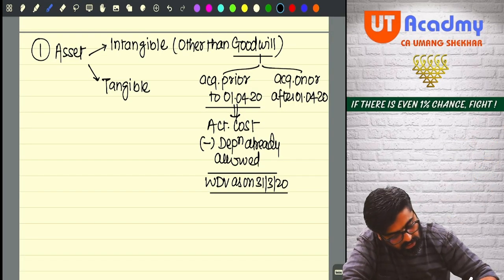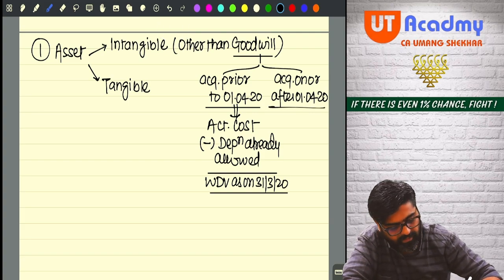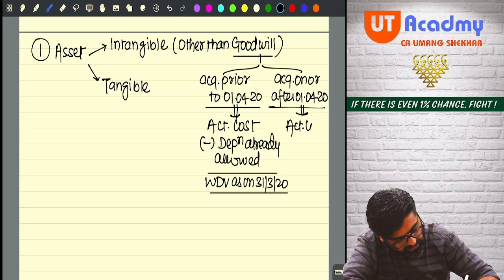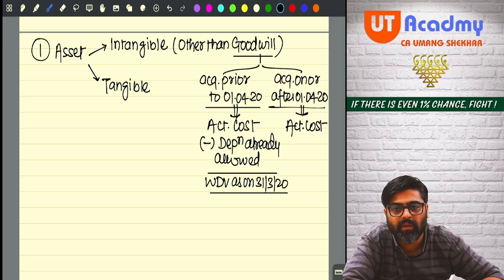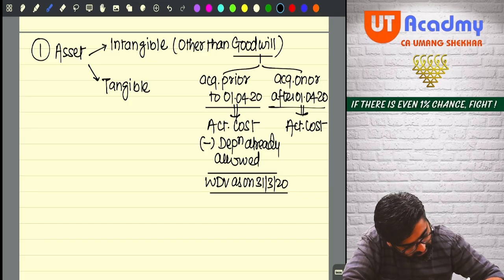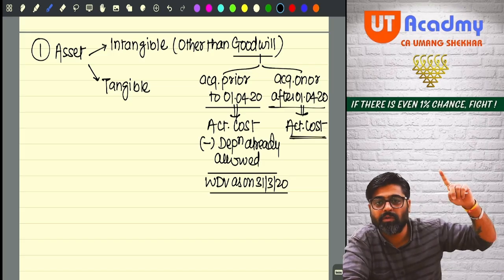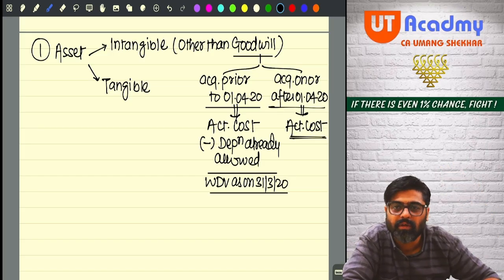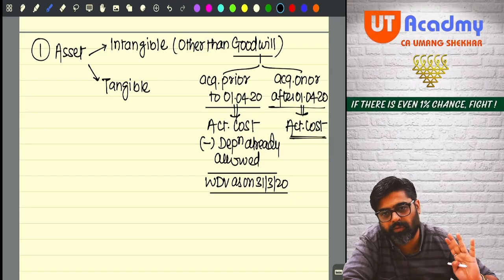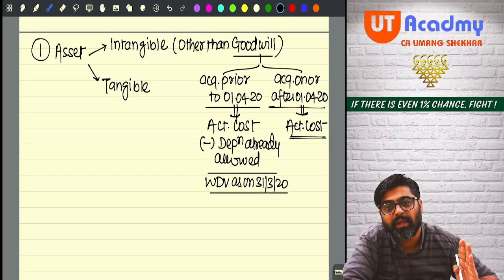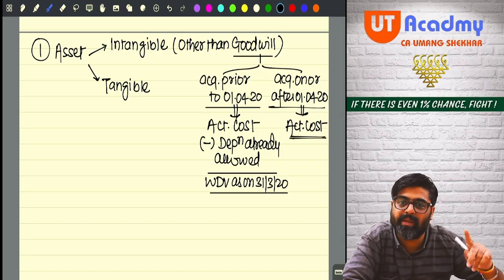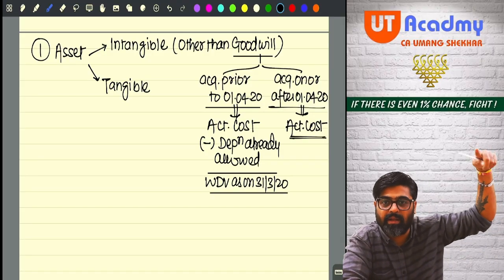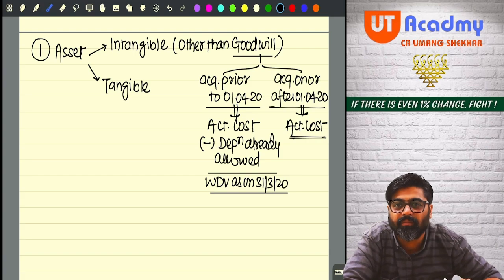And also the goodwill which you have acquired on or after 1st April 2020. Any actual cost which you have incurred to acquire that goodwill will no more be allowed as a depreciation. So take this entire actual cost to capital gains. Whenever you sell the goodwill in future, at that time either the remaining cost or the actual cost will be allowed as a deduction in the capital gains and not under PGBP anymore.